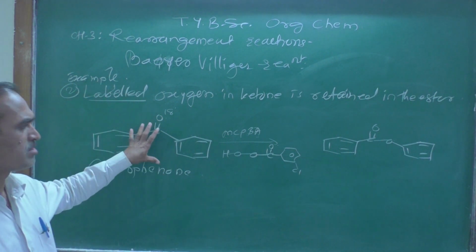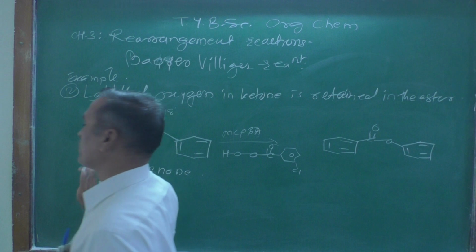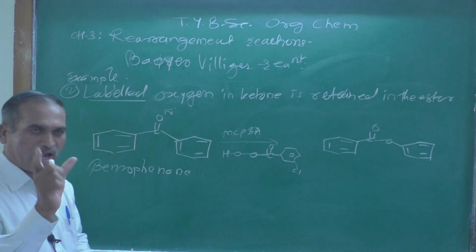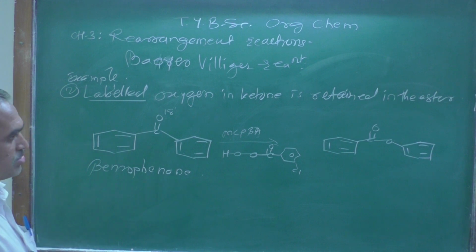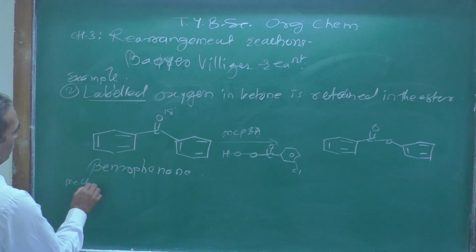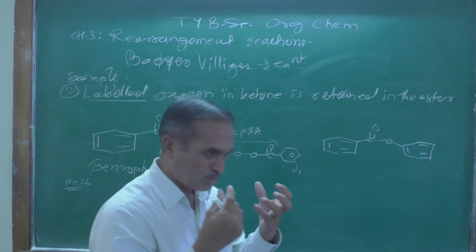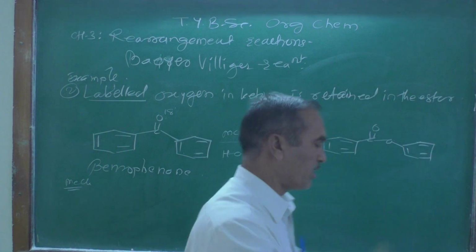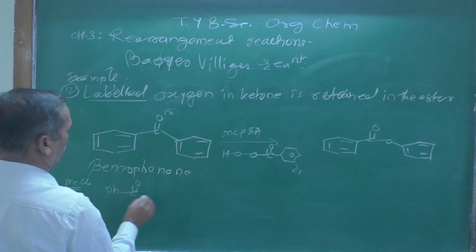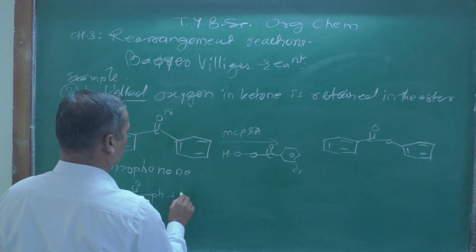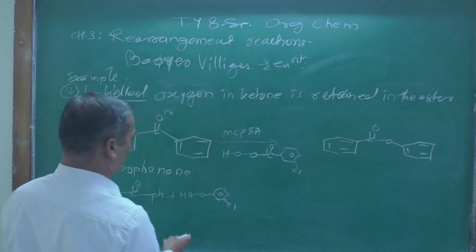Since it is symmetrical, you can insert the oxygen atom either this side or this side. It doesn't make any difference because both phenyl groups are identical, and that's why we get the product like this. Now why are we getting that type of product? Let's see the mechanism once again. Instead of this big phenyl molecule, in short, to save time and show clarity, I am writing Ph only: C double bond O, then Ph, plus HO, then O, then metachloroperbenzoic acid.